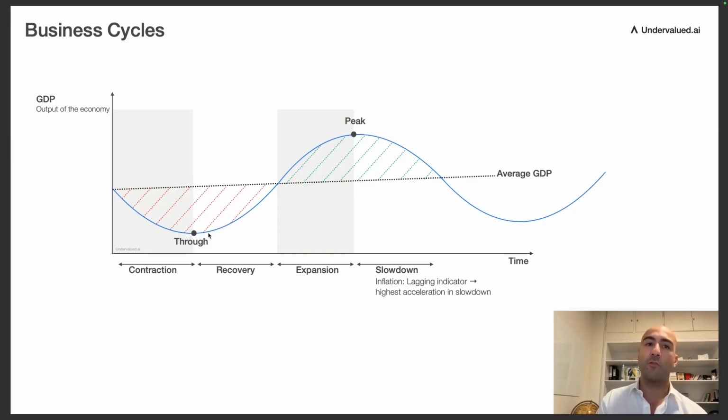But in reality, it wasn't 2% every year. There were some times where it was 5, and sometimes it was 0 or -1. And this is what's captured by those economic cycles.